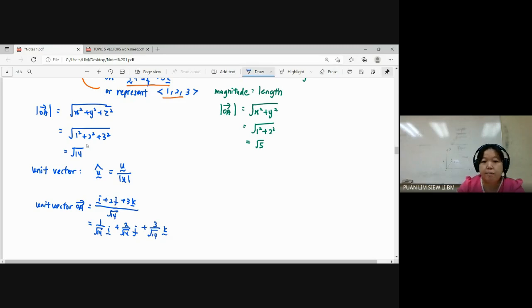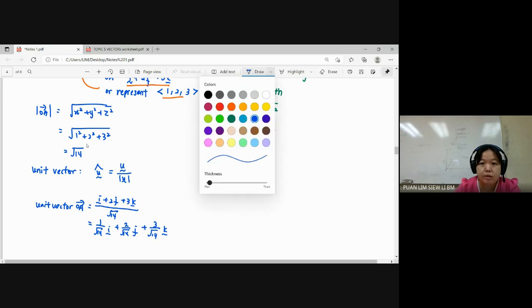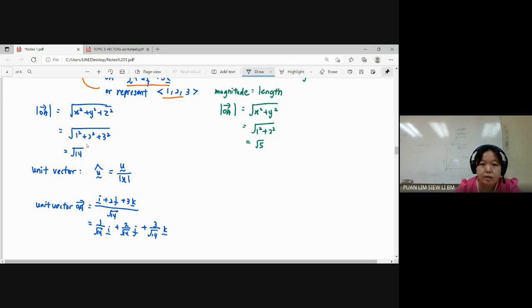Okay, so if two dimensions, senang saja. So two dimension, just bahagi ikut saja. So bila saya nak unit vector untuk two dimension ini, so dia akan jadi i plus 2j divide square root 5. So it will become 1 over square root 5 i, 2 over square root 5 j. Okay, so inilah unit vector.